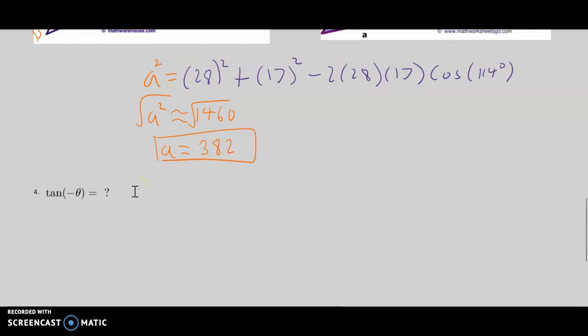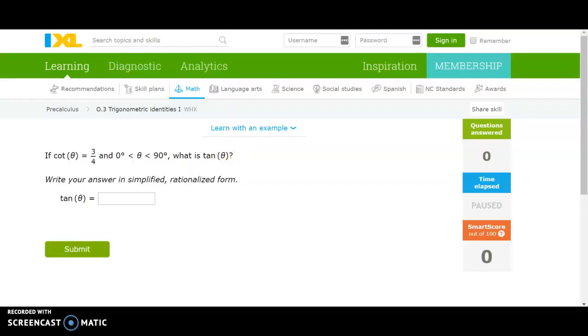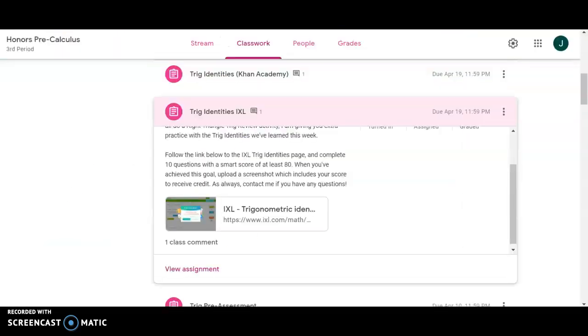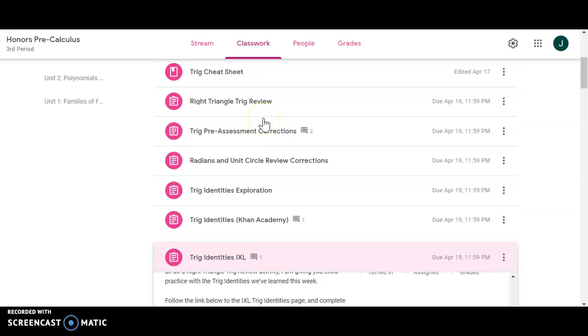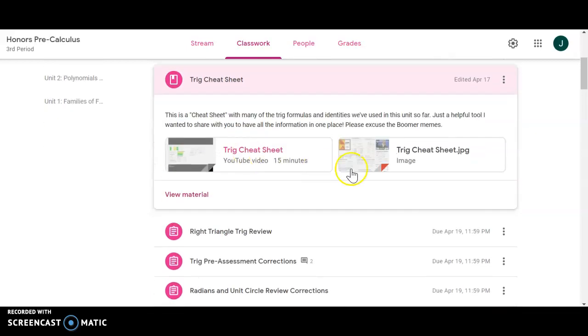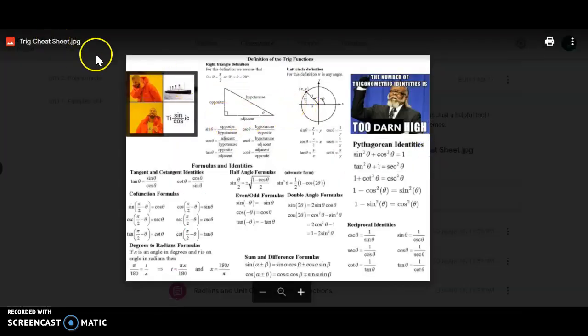And then this last one, I think, is confusing to people just because there's no numbers involved. This is actually getting you to look for the trig identities that you've learned. This is one of the trig identities that was on Khan Academy. It's also on your trig cheat sheet, which you'll have available during the test. Let me go pull that up. It's labeled trig cheat sheet on your Google Classroom page.